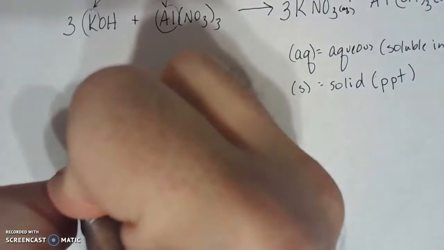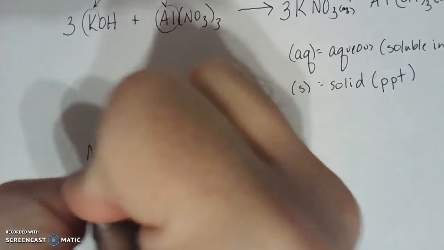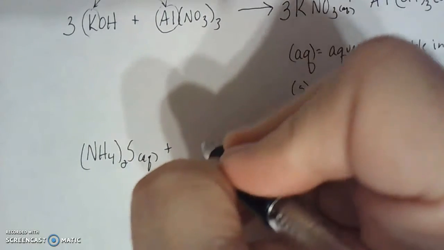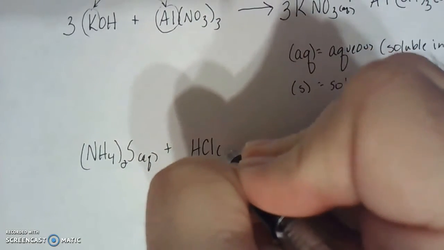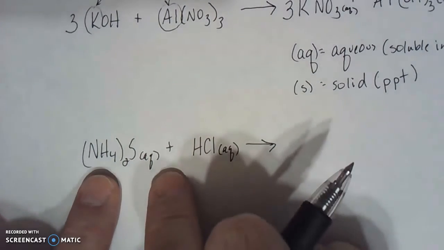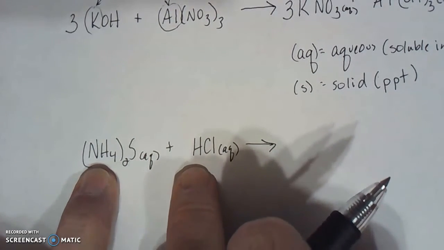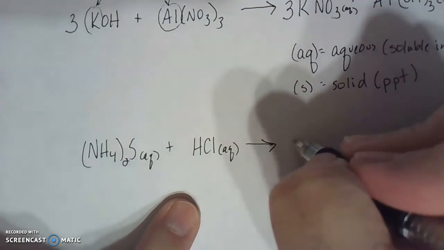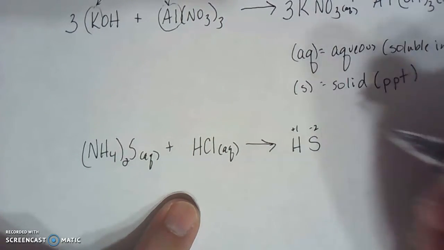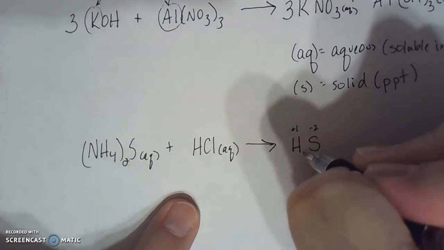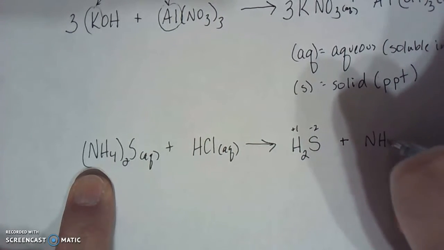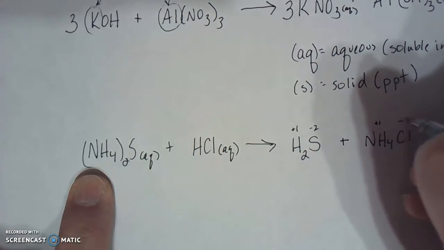Let's say that I had ammonium sulfide and HCl. So for this one, ammonium and hydrogen are going to swap places. So we're going to have H and S. H is +1, S is -2. So we're going to have H2S plus NH4 is +1 and Cl is -1.